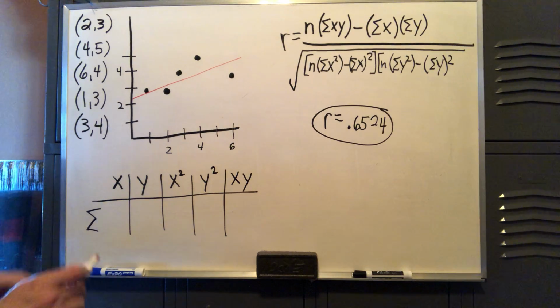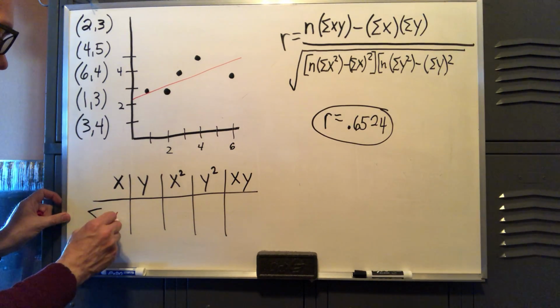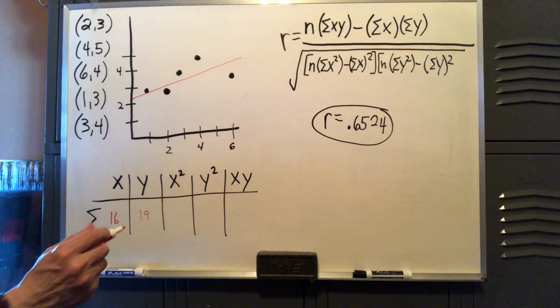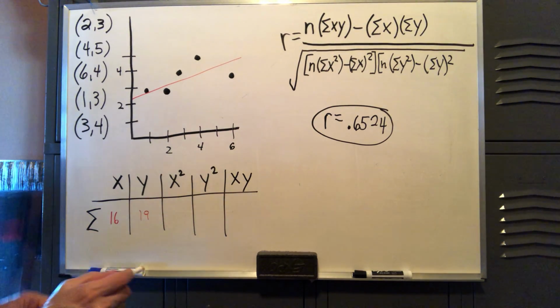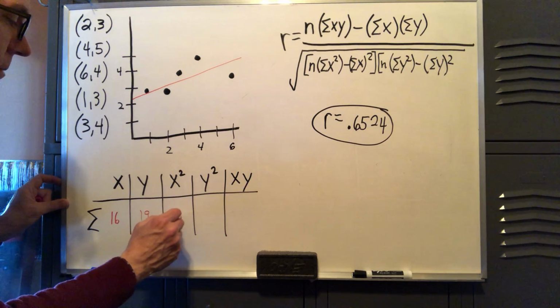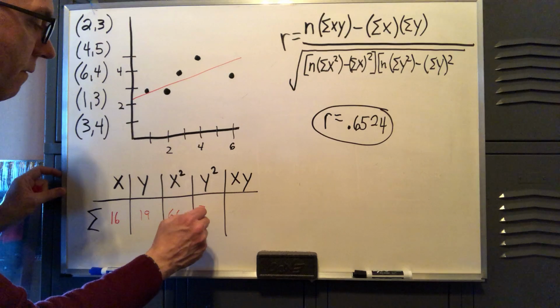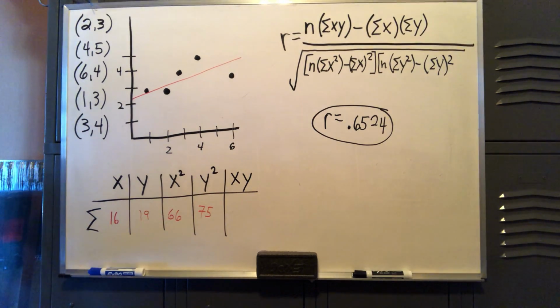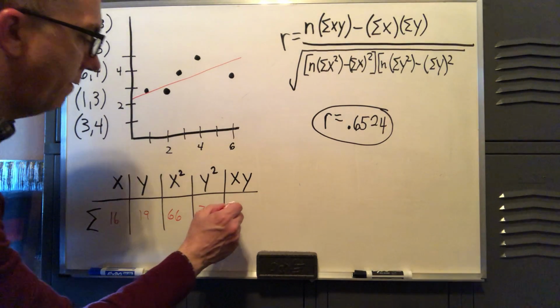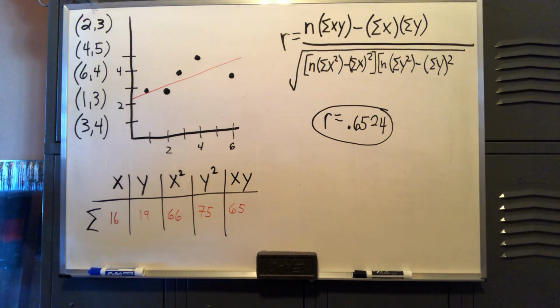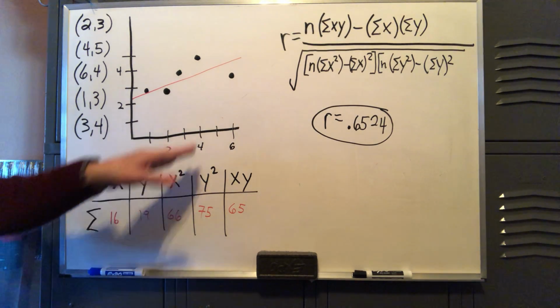For the sum of the x's, we get 16. The sum of the y's, we get 19. The sum of the x squareds, we get 66. Remember, sigma means sum. For the sum of the y squareds, we get 75. And lastly, for the sum of x times y, we get 65. Those are the major values we get from squaring each x, squaring each y, x times y, and then adding up the columns. We're going to take all those values and put them right in here.